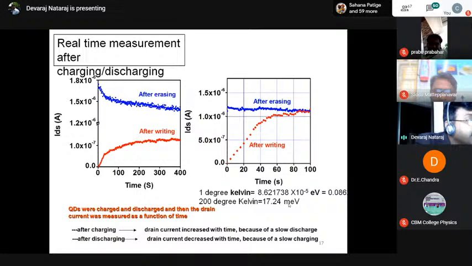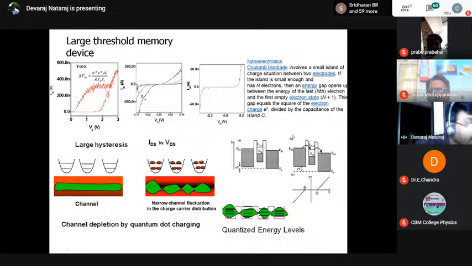But the conduction band offset will be very minimal in the case of gallium arsenide, indium arsenide coupled structures, and therefore the electrons are not able to be confined at that temperature, and therefore memory operation is not possible at 200 Kelvin. Well, one more very important thing I would like to tell.